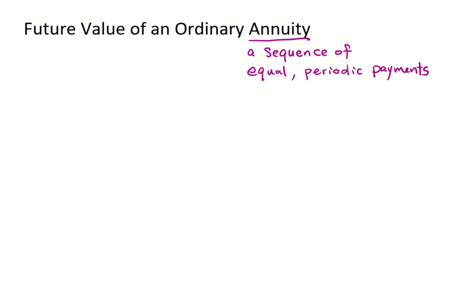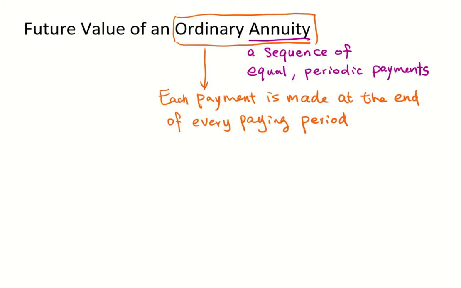In this video, we will talk about the future value of an ordinary annuity. First of all, an annuity is a sequence of equal periodic payments. For example, putting $100 every month in a bank account at a certain interest rate is considered an annuity. And an ordinary annuity is an annuity such that each payment is made at the end of every paying period.